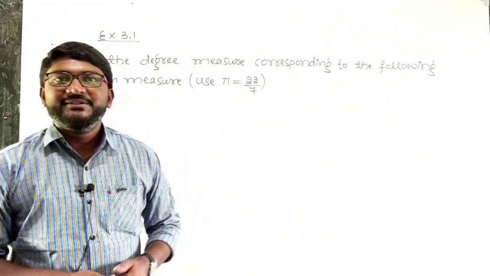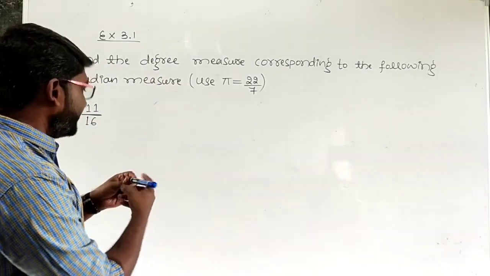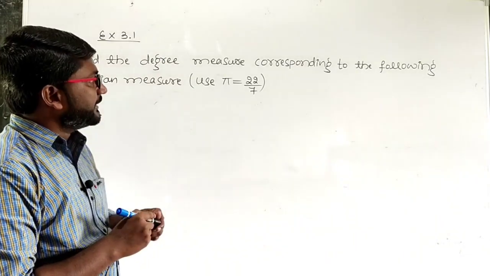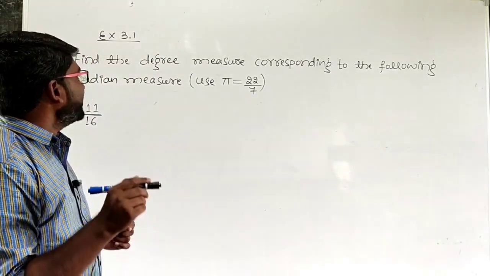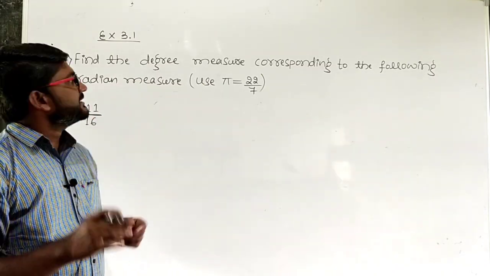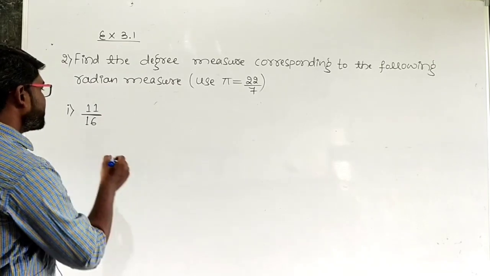Well, let us solve the second main question of the exercise 3.1. Find the degree measure corresponding to the following radian measure. Now he has given the angle in radian measure. We have to find its corresponding degree measure. So let us go ahead with the solution.